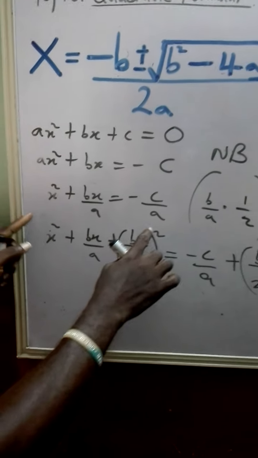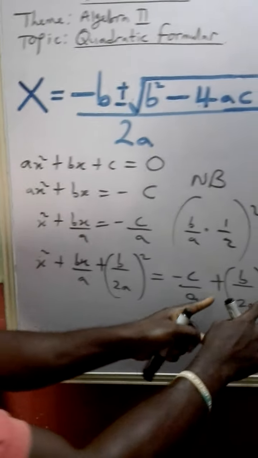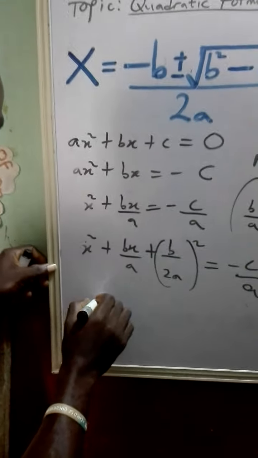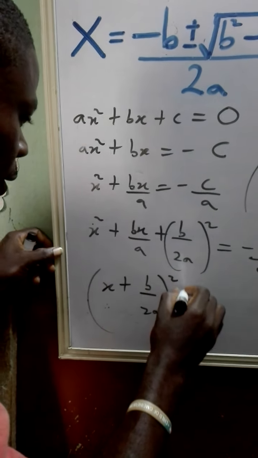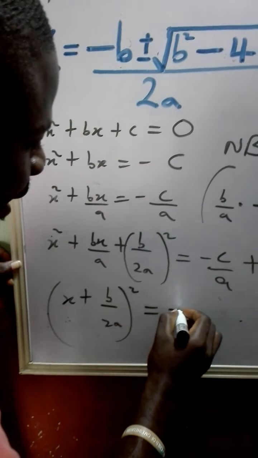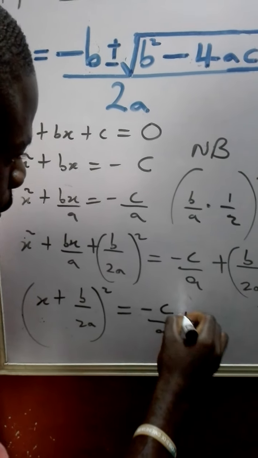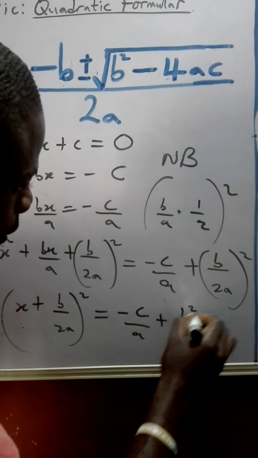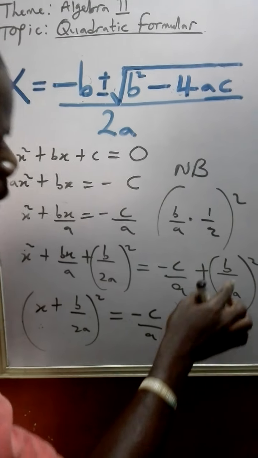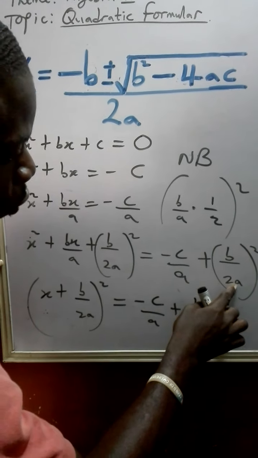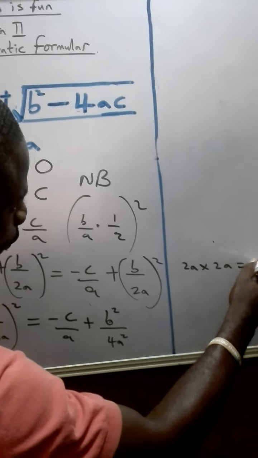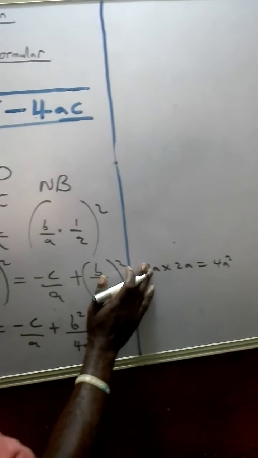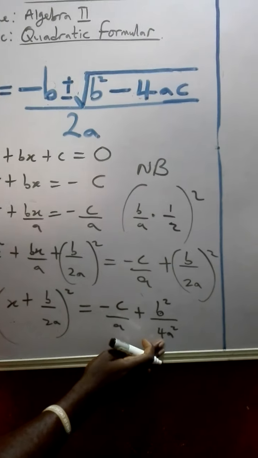Now, this is the left hand side of the equation. You factorize this, then you simplify this. So you now have x plus b over 2a, all squared, equals minus c over a plus b squared over 4a squared. That means b times b is b squared, and 2a times 2a will give you 4a squared from indices. So that is what we have.